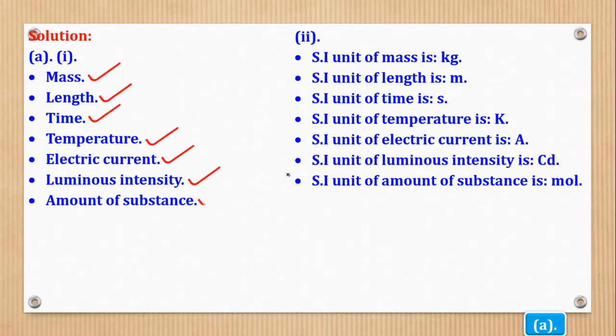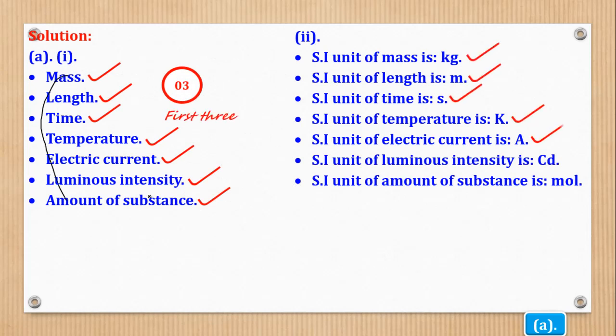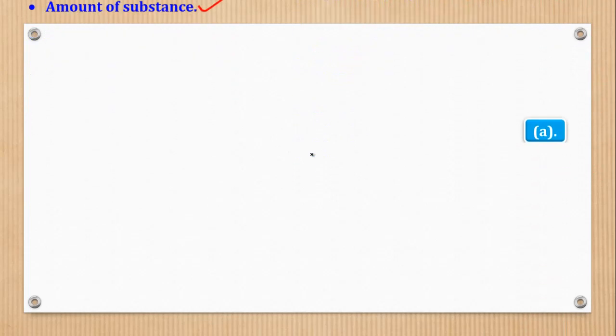And basically that's what they wanted in part A. So any three here is okay, and here any one is okay. So that was part A. Now we shall go to part B.